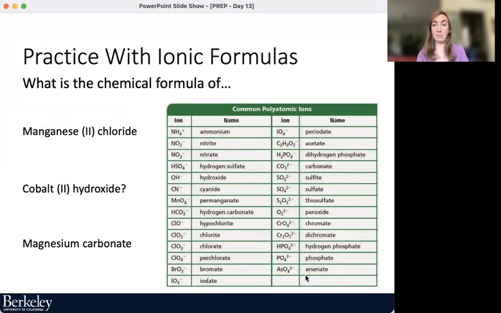Okay, so I am leaving the table up there. And so I want you to figure out the chemical formula of manganese 2 chloride, cobalt 2 hydroxide, and magnesium carbonate. I'm going to send the periodic table in the chat just in case you don't know the chemical name of manganese or whatever. Okay, I'm going to send you into your breakout rooms. I'll pull you back at like 11 o'clock or so.